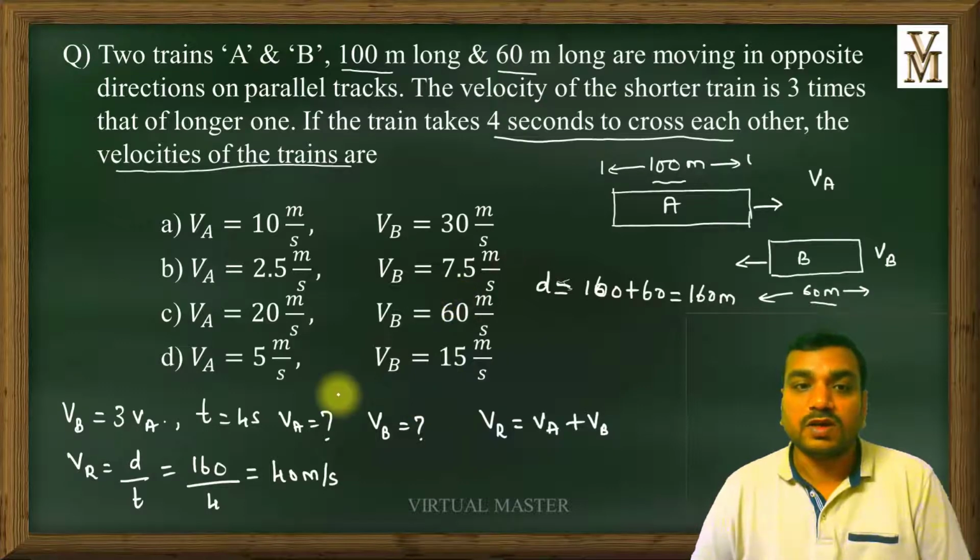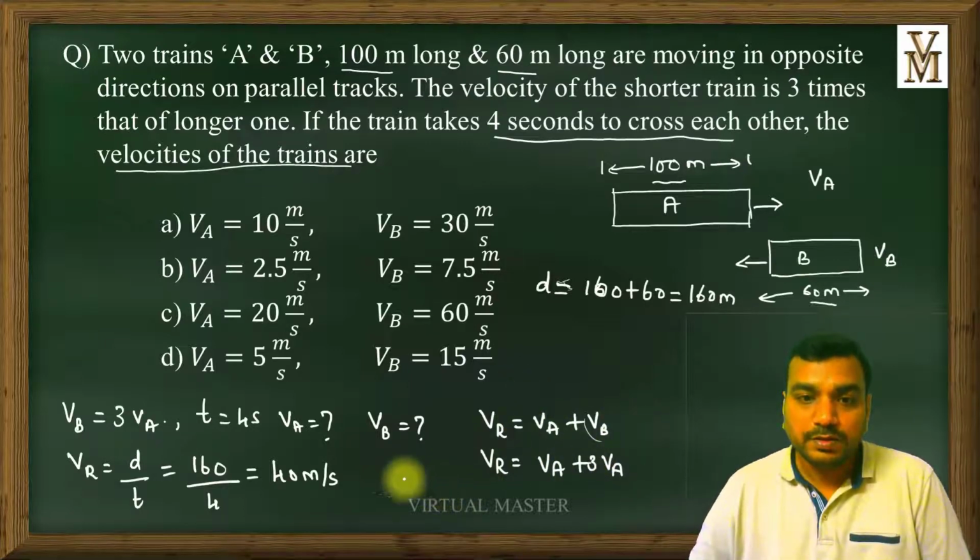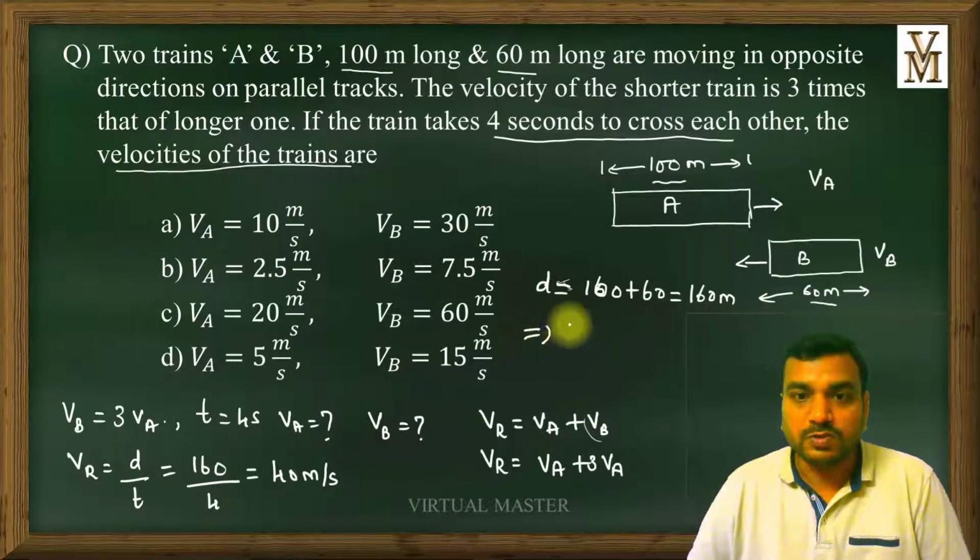Okay, and what else is given? VB is equal to 3VA. So in place of VB, if I substitute 3VA, what am I going to get? VR is equal to VA plus 3VA, which will be equal to 4VA.